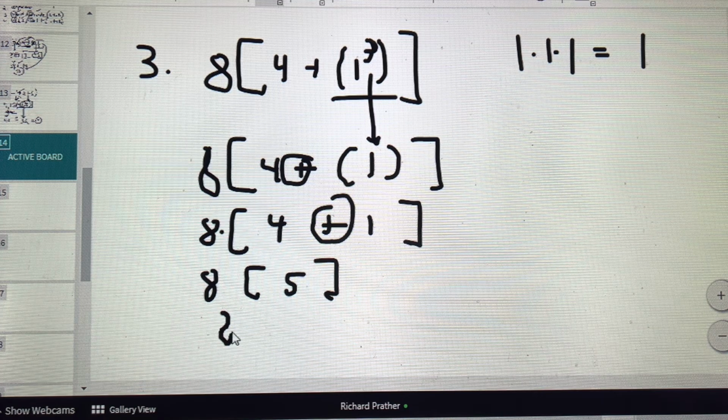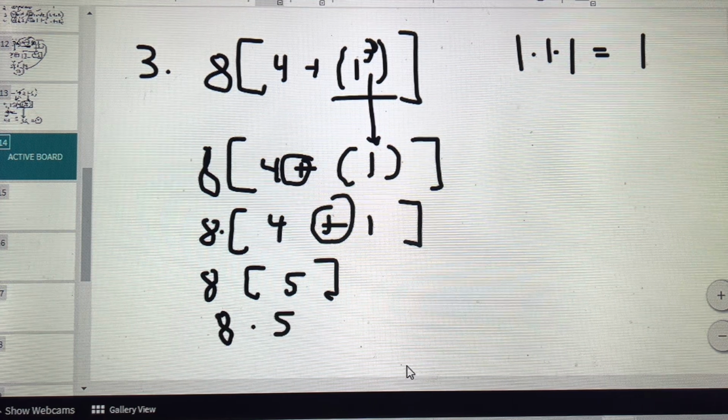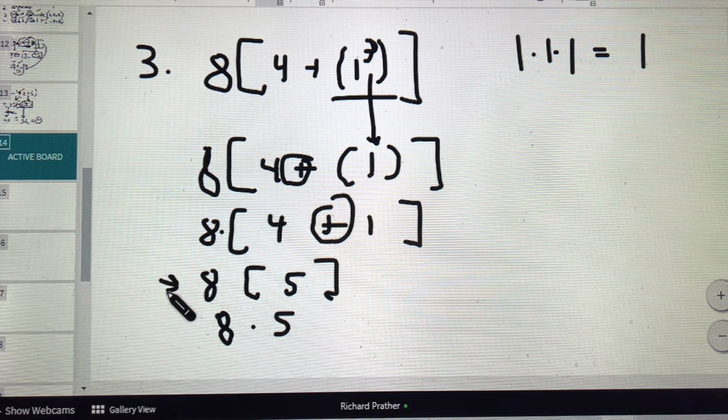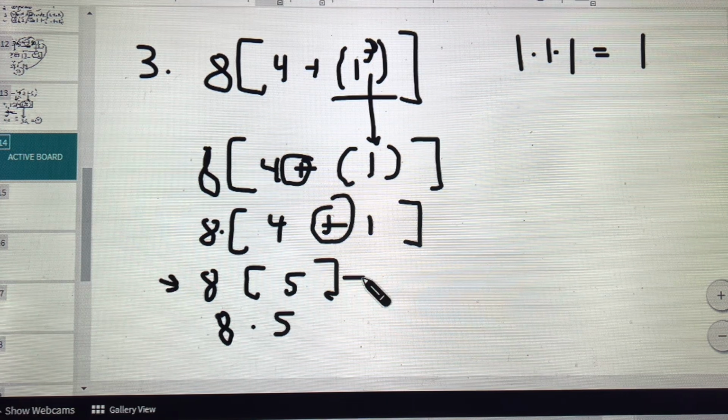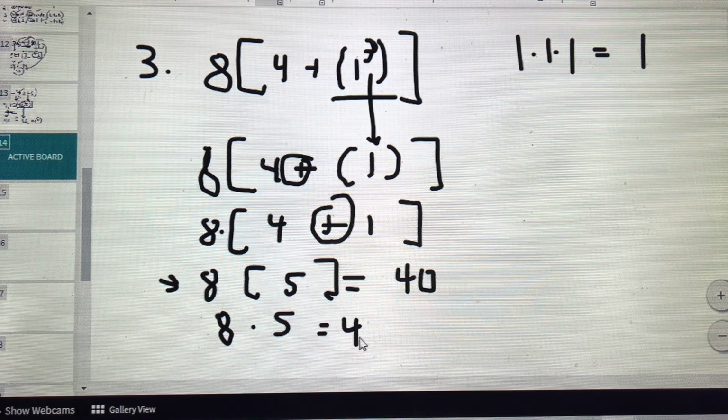Unless I want to put the dot or the X to mean times, then you could drop the parenthesis. But you can also leave it like this so that it means times. And then either way, that's the last step. 8 times 5 is 40.